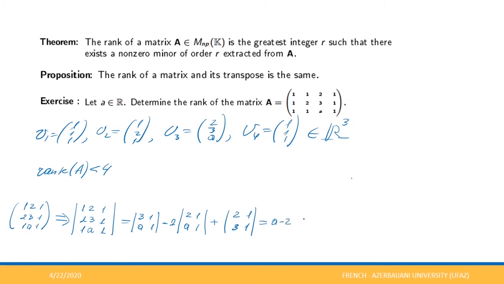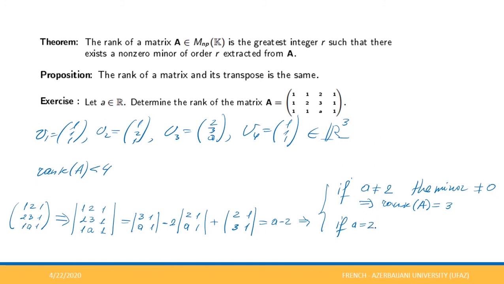From here, if A is different from 2, then you see this minor will be different from 0. Because of this, the rank of A will be 3. Look at here. The rank of matrix A is the greatest integer R such that there exists a non-zero minor of order R extracted from A.